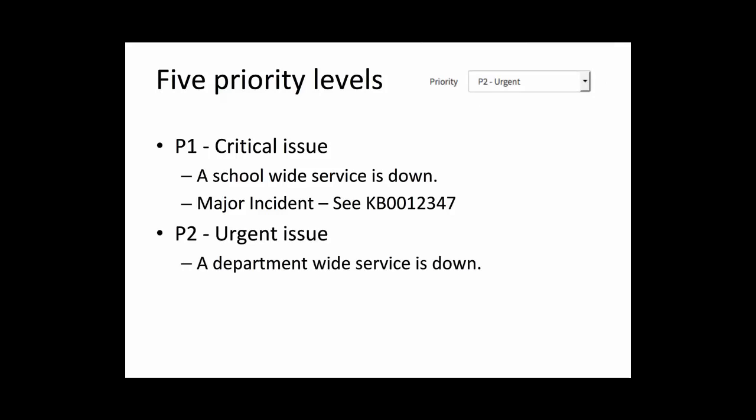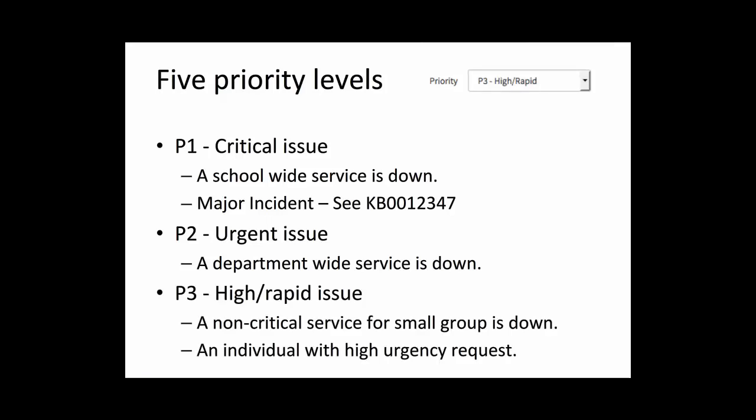P2 is an urgent issue, such as a department-wide service is down. P3 is a high rapid issue. For example, a non-critical service for a small group is down. Or this priority may also be used for an individual with a high urgency request.